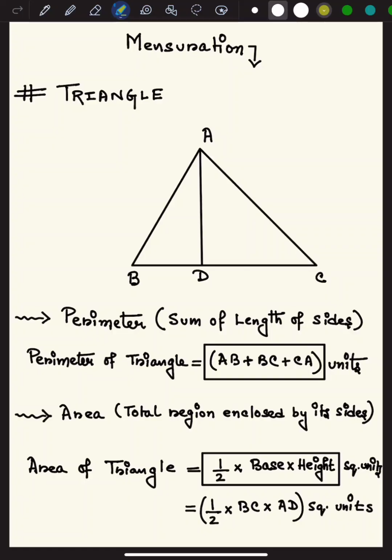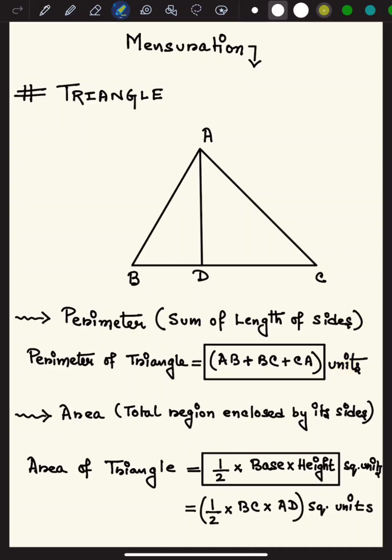So the perimeter of a triangle will be what? Definition of perimeter: perimeter means sum of the length of the sides of the figure. So in case of a triangle, perimeter of the triangle will be sum of the length of the sides, that is AB plus BC plus CA, right? So perimeter is defined in terms of units.